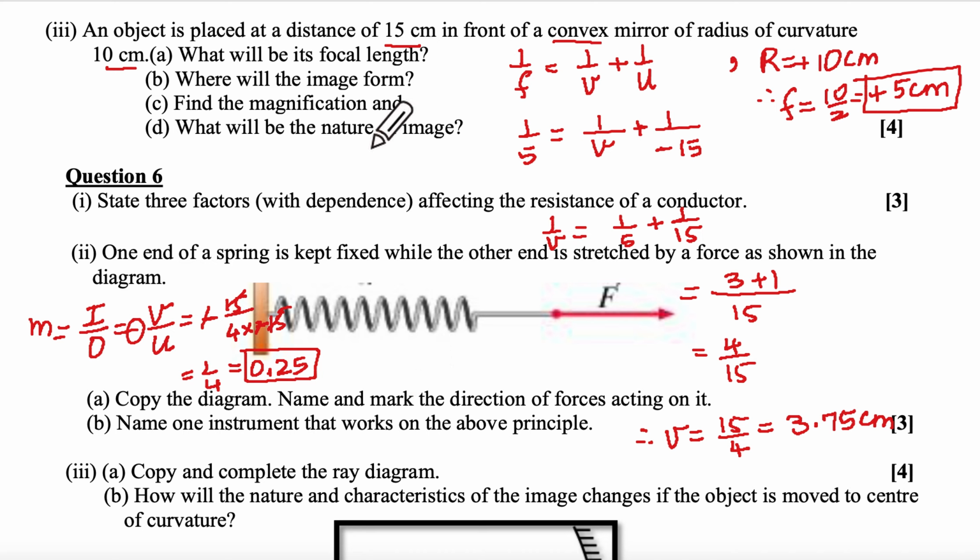Okay. What will be the nature of image? Now it is convex, so it will be virtual, diminished, and upright. Correct? And between F and P.